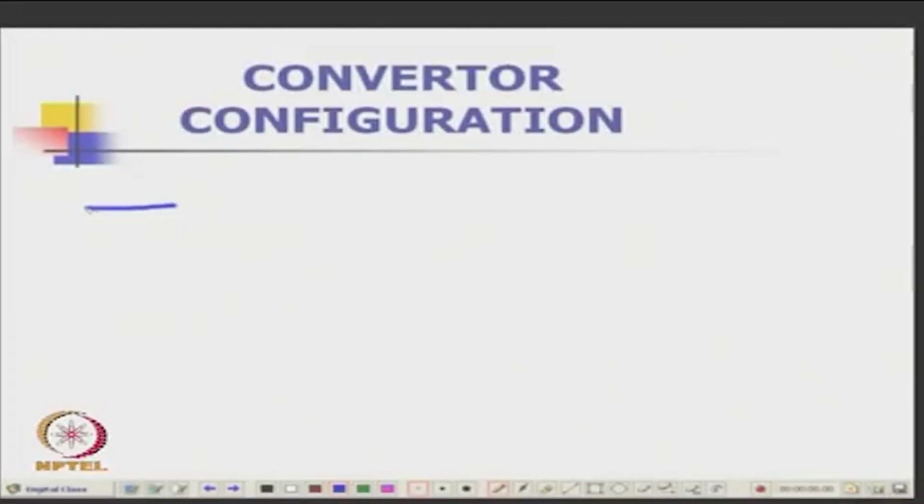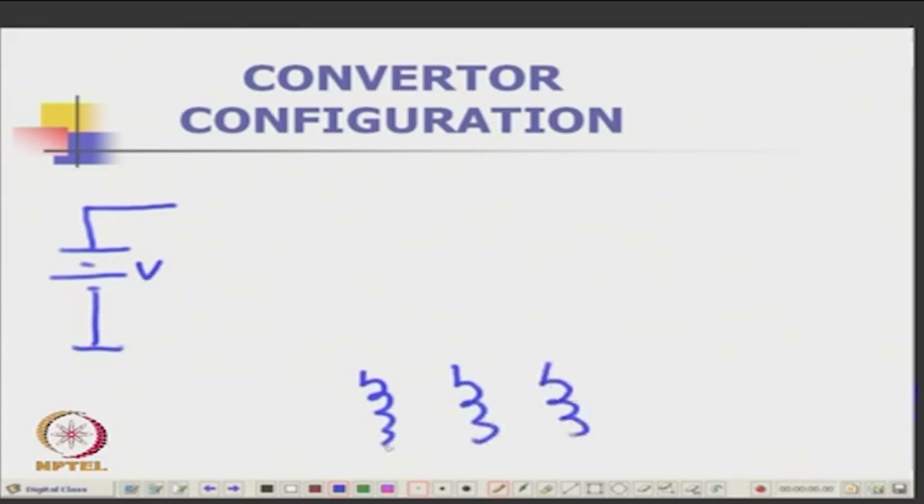And we also looked at the converter configurations. So, we had a DC supply, VDC, and let us say these are the windings A, B, C, and he said that your configurations will have different switches.